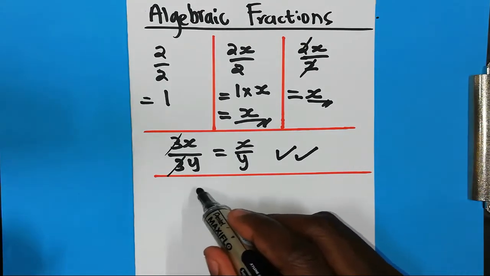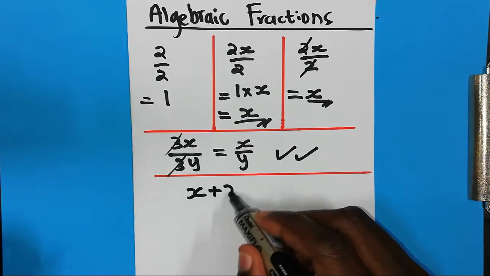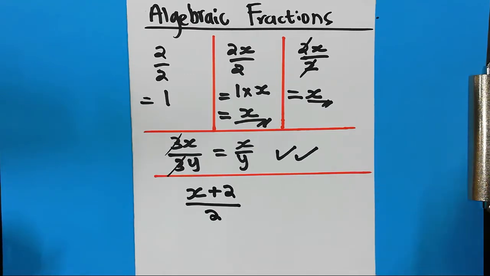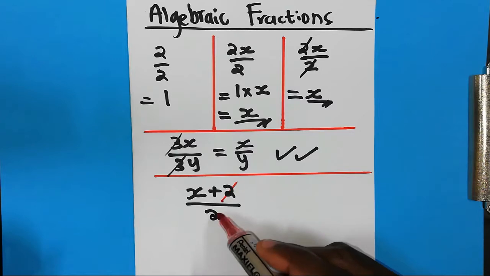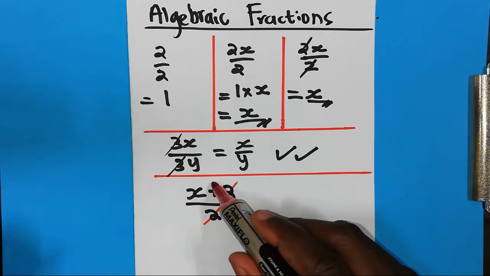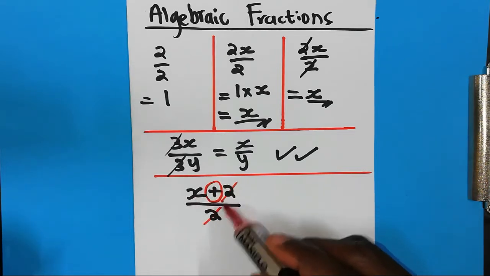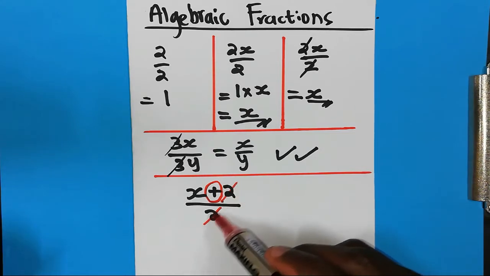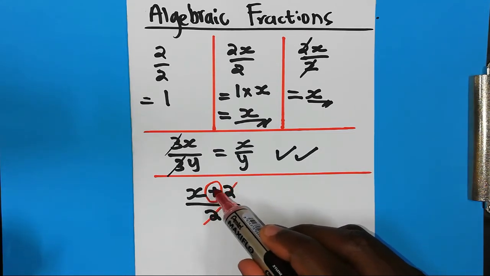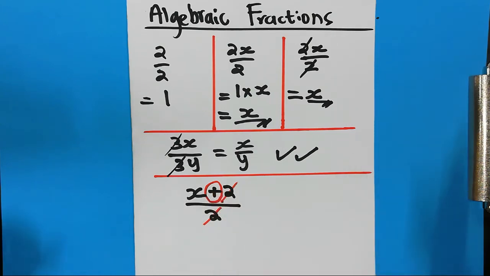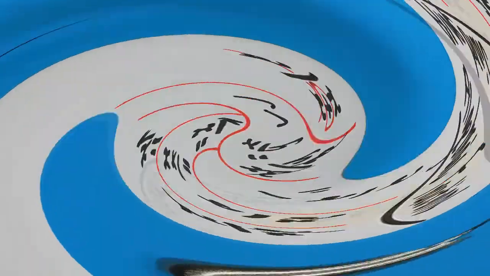Now, if I have a situation like this, x plus 2 all over 2, is it correct for me to say 2 will cancel that 2? The answer is no. Why is that not possible? Because the sign between x and that 2 is not a multiplication. So you can only cancel these 2 when and only if the sign is a multiplication. All right, let's use some good examples to explain that.